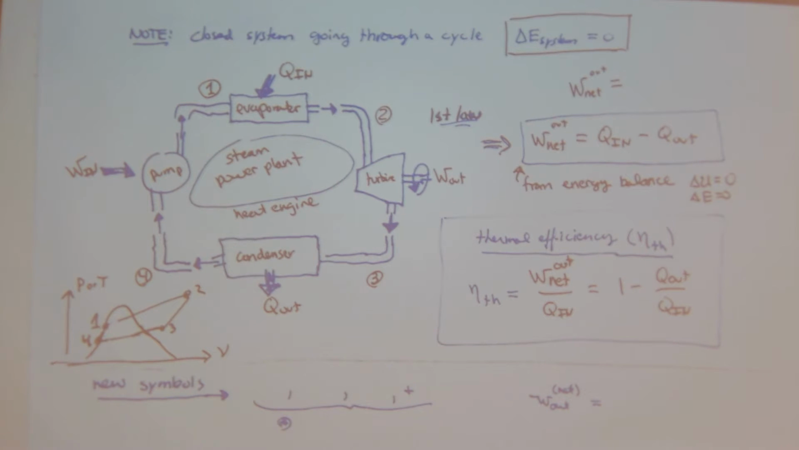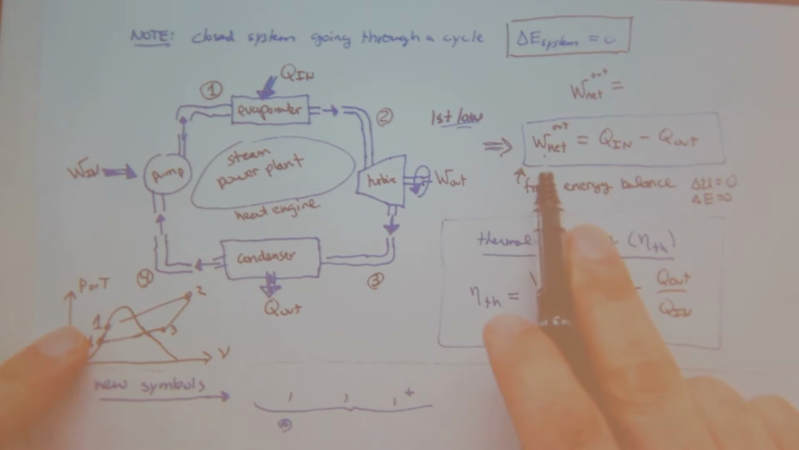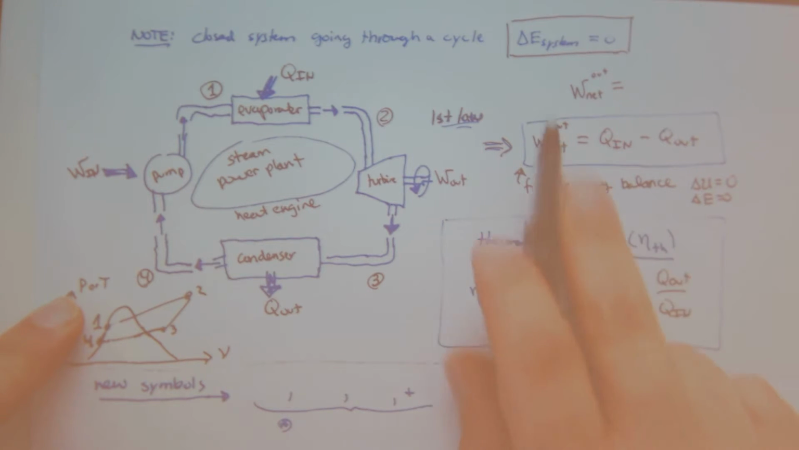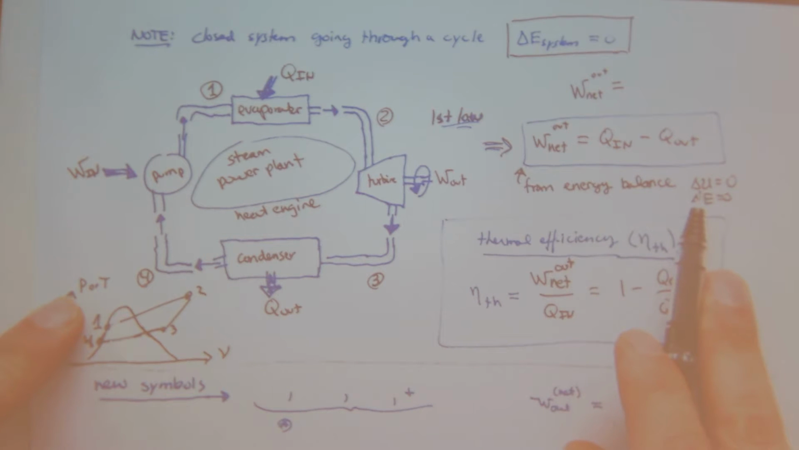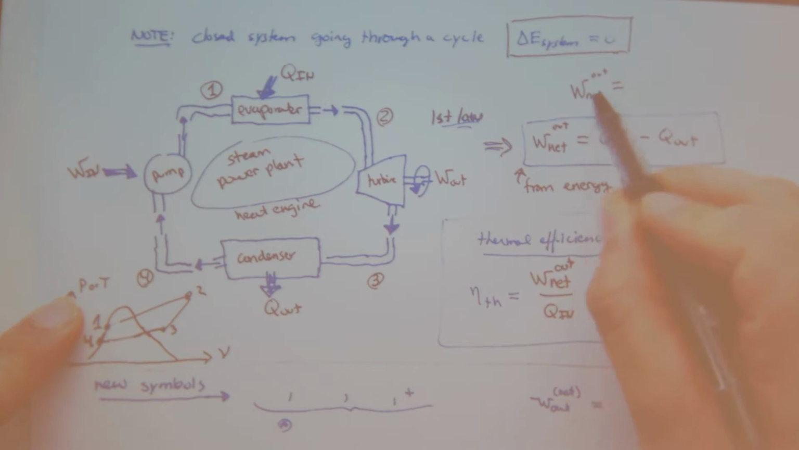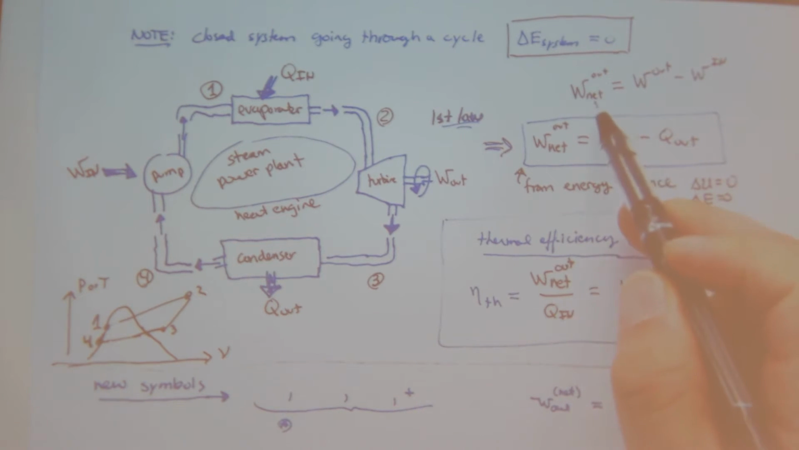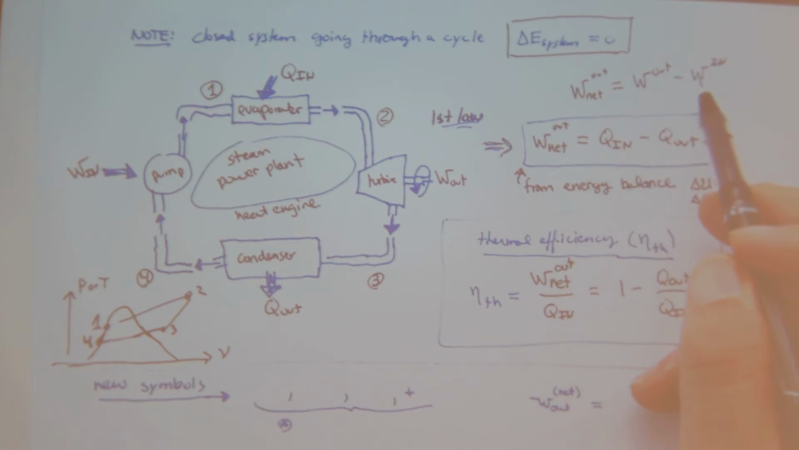So let's just go up to here. And first law, I can use the first law and I can get the net work out equals Q in minus Q out. And do energy balance because it's a cycle system. The change in internal energy of my system for a cycle is equal to 0. And so I can also do this work net out. Well, work net out is just work out minus work in.